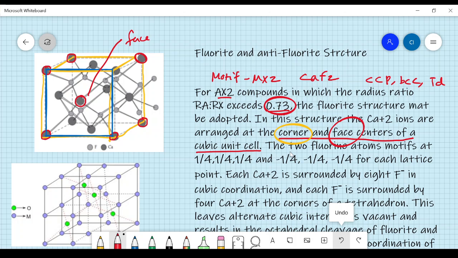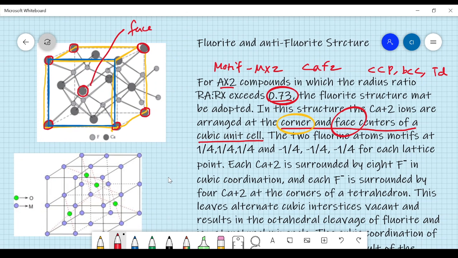The two fluorine atoms form the motif. I told you, a motif is a template or a design or a structure. Template is better for you to understand. The coordination that is shared by the atoms: suppose you take this particular atom, you can put one more cube here, and another cube here, another cube here, at the back side. So this one, this one, this one, this one.